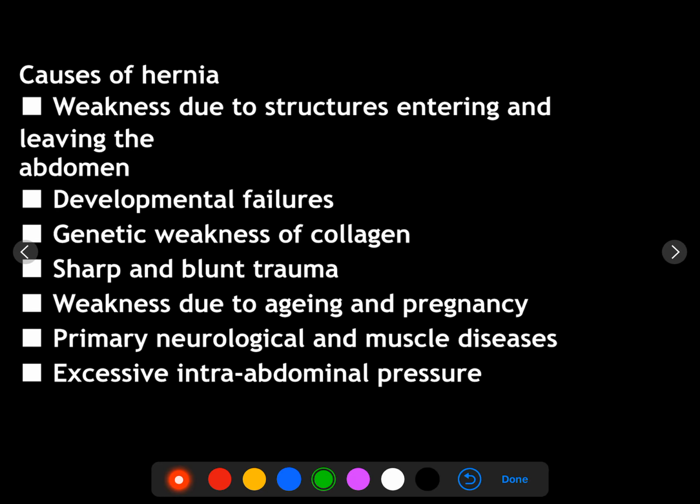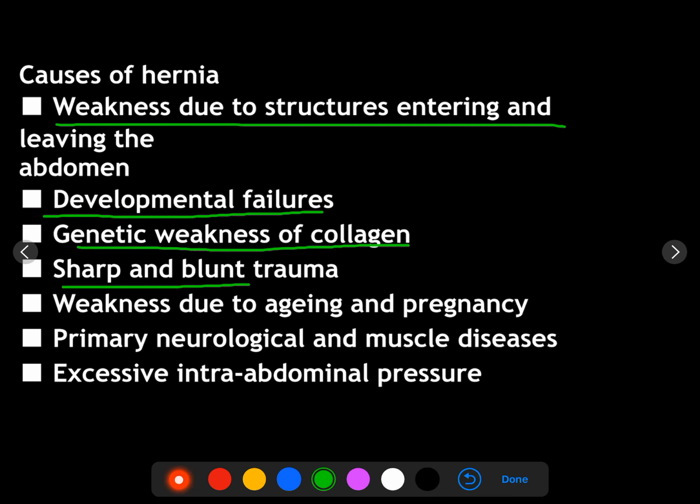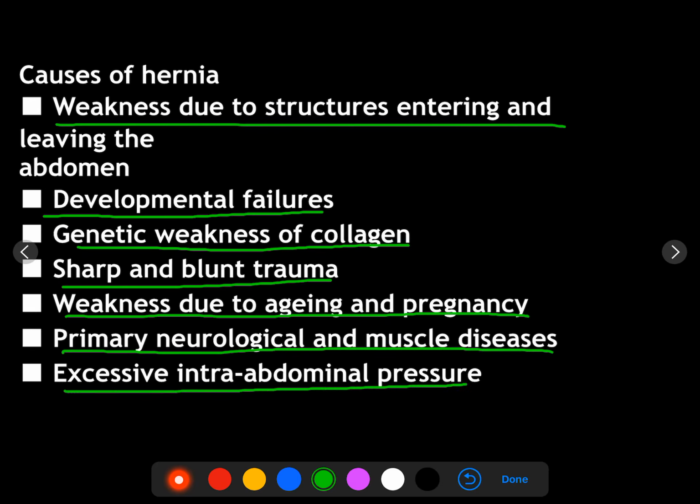Causes of hernia. First, weakness due to structures entering and leaving the abdomen, such as inguinal hernia. Second, developmental failure. Third, genetic weakness of the collagen. Sharp and blunt trauma. Weakness due to aging and pregnancy. Primary neurological and muscle diseases. And lastly, excessive intra-abdominal pressure.